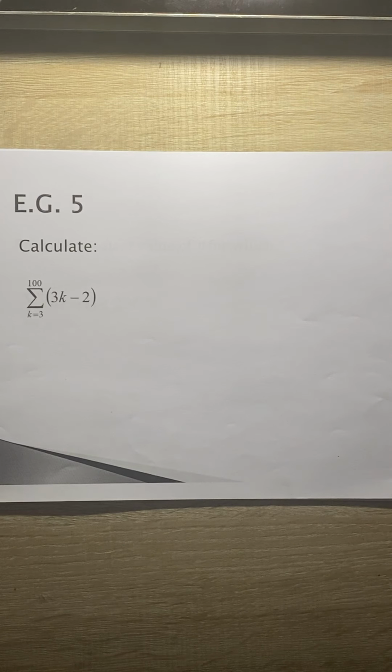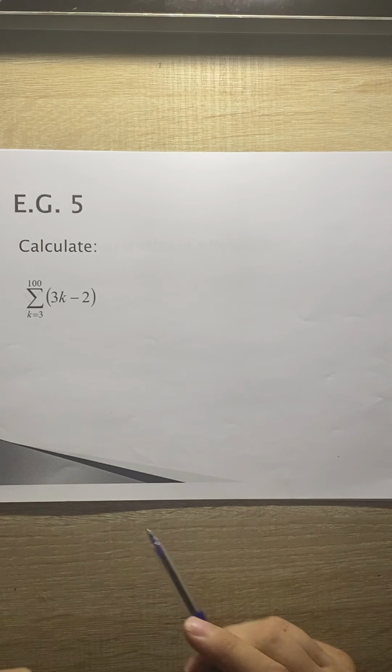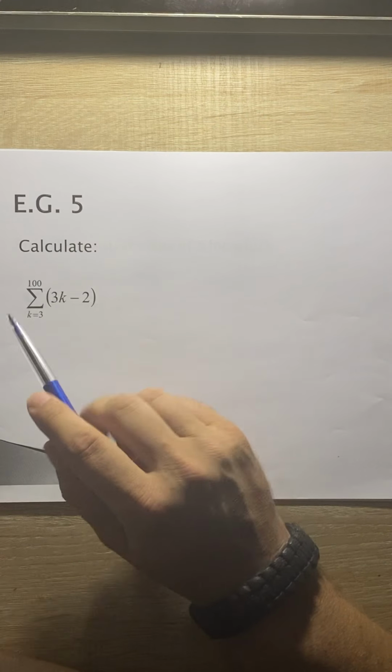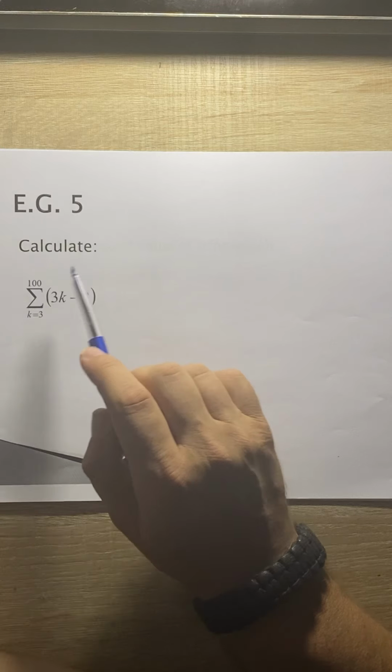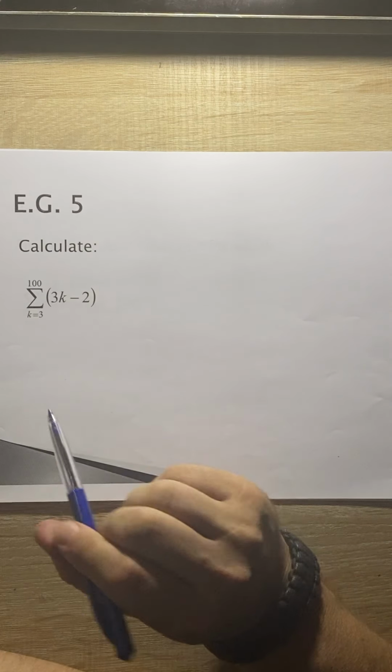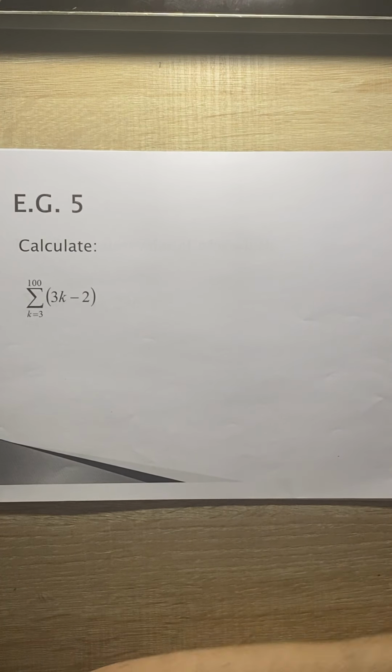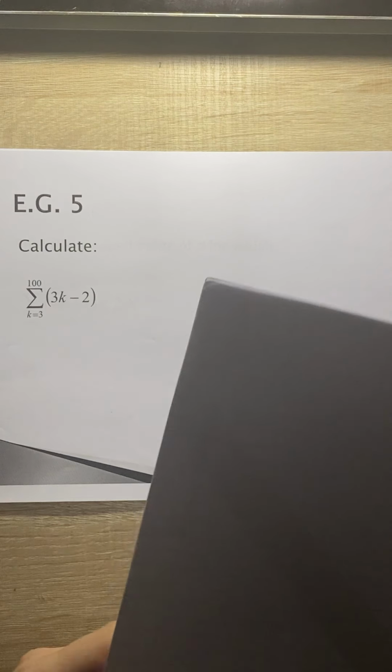How's it going, grade 12s? Okay, so we're going on to the second part of the series. We're going to start with example 5. It's saying calculate sigma k equals 3 up to 100 of 3k minus 2. Whenever you get a sigma problem like this, always expand it.